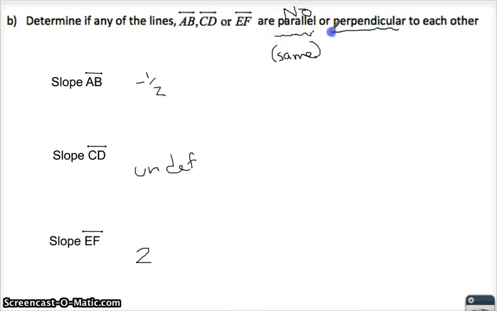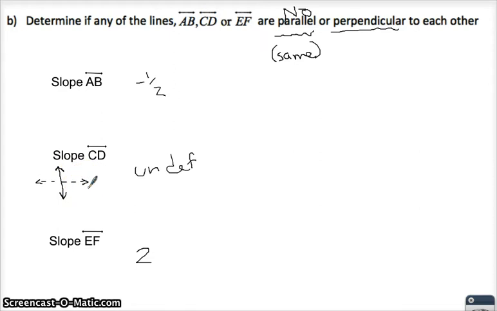Are there any perpendicular? Well, if they're perpendicular, I'd have to be able to take 2 of them and multiply them and get -1. Well, I can't really multiply this thing by anything because it's not a number. Remember, slope CD happened when the line was perfectly vertical. You could say that that's perfectly perpendicular to a horizontal line. That would have a slope of 0. That's also part of the definition of perpendicular slopes. But we don't have any horizontals on this page, so forget about that.